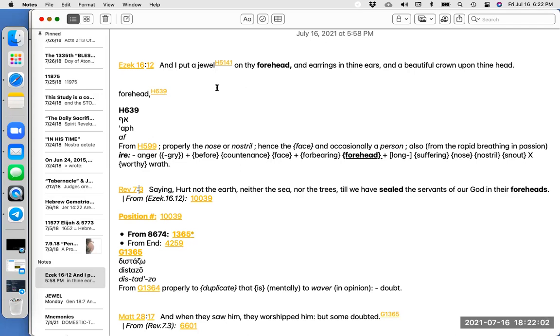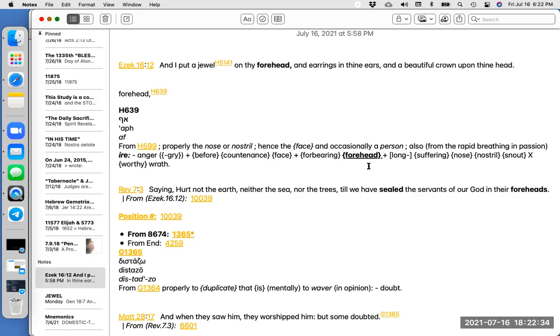And that's where the Lord starts telling you, this is what I'm birthing in you, this image or this thought or this revelation, and I want you to study that. And that's where you make the connections, because he's birthed something in you. Then you make one connection after another as he shows you along the way. So we have: I put a jewel on your forehead and earrings in your ears and a beautiful crown on your head. The forehead is 639.